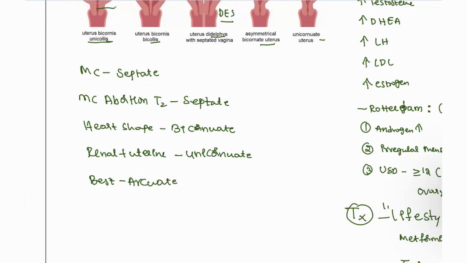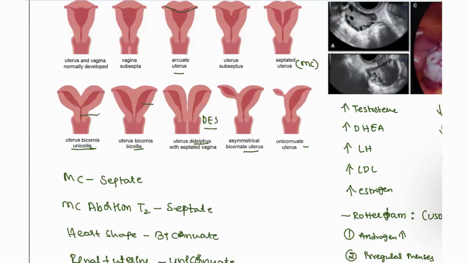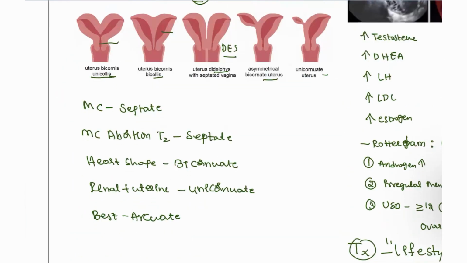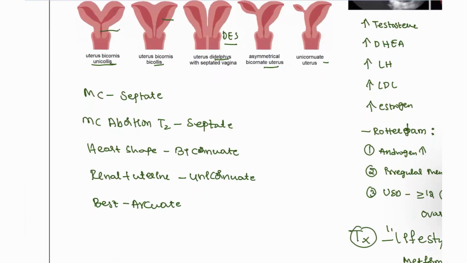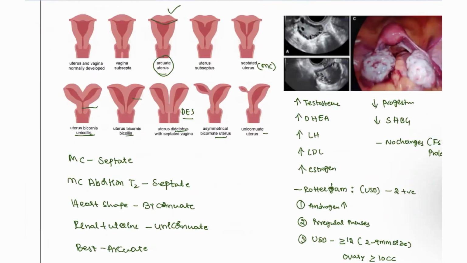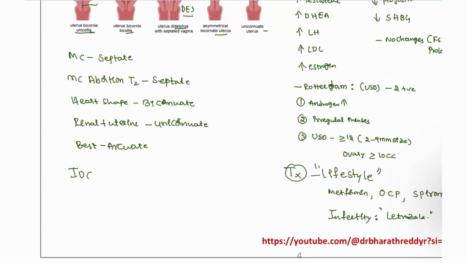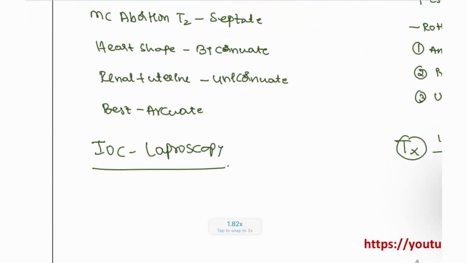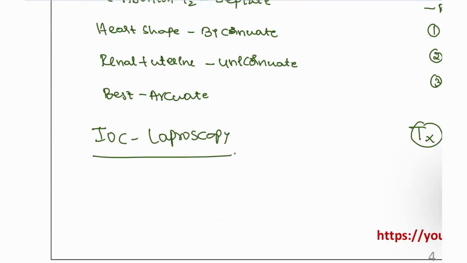Okay, arcuate uterus. Here you can see this is the best prognosis, and whatever normality is only seen with the arcuate, and all the remaining ones can sometimes be associated with the condition. And what is the investigation of choice for this patient? That is laparoscopy. This is the best choice to do. Okay, this is the gold standard and also the investigation of choice for these patients.